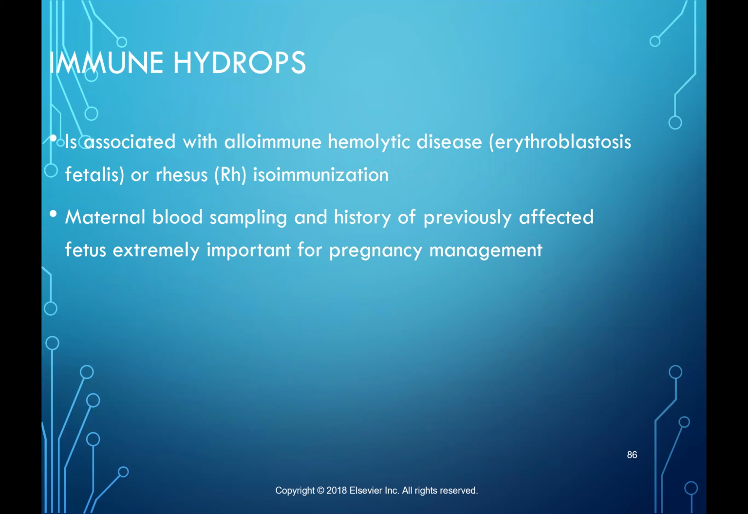So why do babies get hydrops? Why do they get an accumulation of fluid? Well, there's two different things. One of them is immune hydrops, and this doesn't happen very often anymore because of medical advances, but it's associated with alloimmune hemolytic disease, or isoimmunization. Now, I know if you've had a baby before and you are Rh negative, you might have to get a RhoGAM shot.